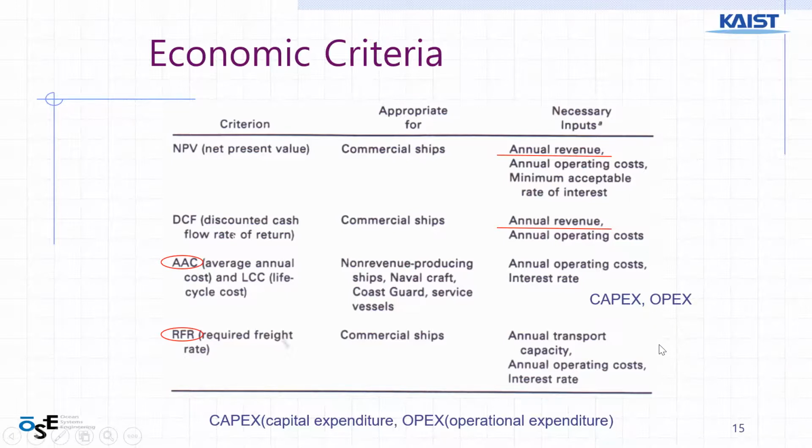So CAPEX and OPEX are important terminology here. It's capital expenditure and operational expenditure. So let's return to my situation of purchasing my car. New car, I just say $30,000 to purchase a new one. And yearly gasoline cost is about $2,500. So that CAPEX can be something like $30,000 and OPEX is about $2,500. But it depends on how many years. Okay? So OPEX is yearly, 1 year.